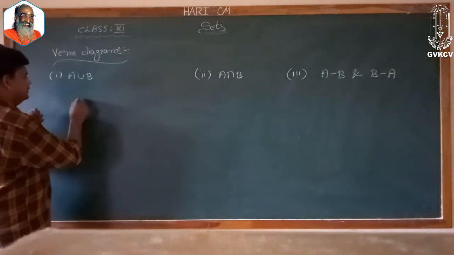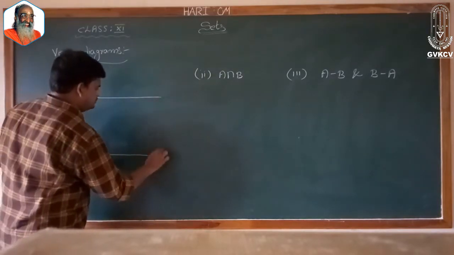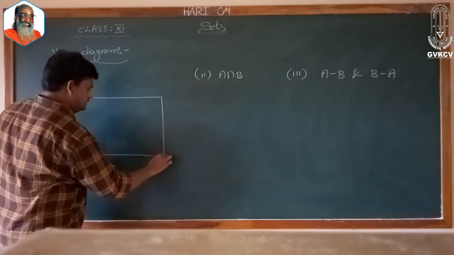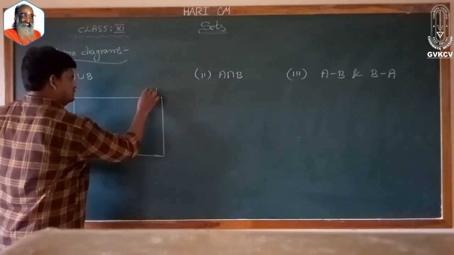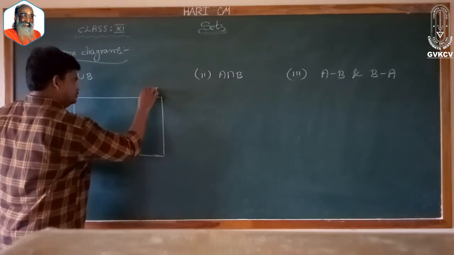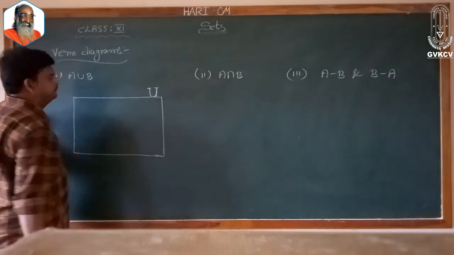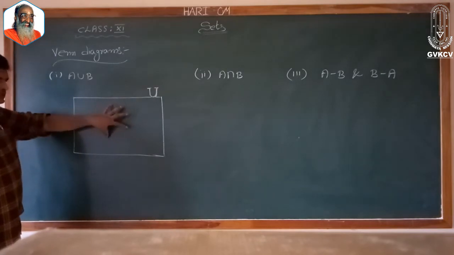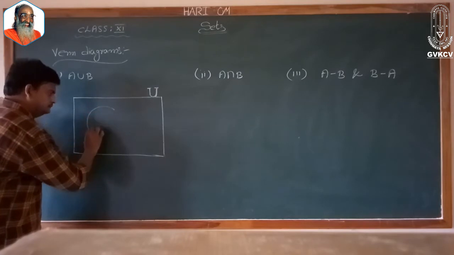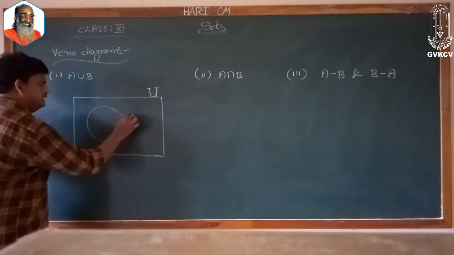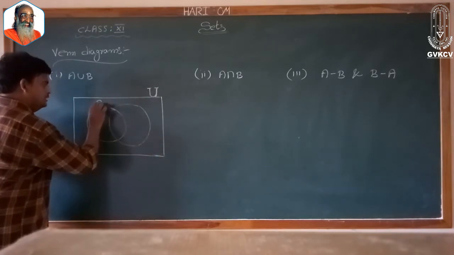So, first we need to consider the universal set. As we know, the universal set is always represented with a rectangular box, and the symbol is capital U. This is the symbol for the universal set. Now, in this universal set, we have two sets. One is set A, another one is set B.